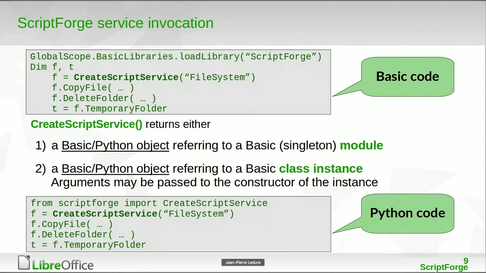CreateScriptService returns either a real Basic or Python object referring to a module, or it returns a Basic class instance. In that case, arguments can be passed in the CreateScriptService method itself.